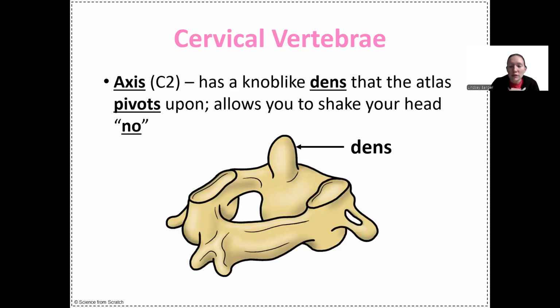Not all the way around. That's bad. Don't do that. We're not owls, so obviously there's a restriction limit here, but we can move because of these knob-like dens on the particular vertebra in question. This axis is C2. So when you move your head no, you're activating C2. When you shake your head yes, you're activating C1.